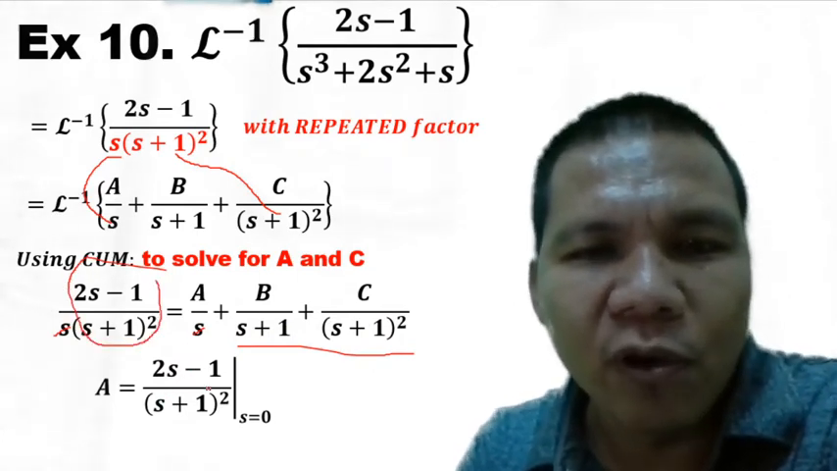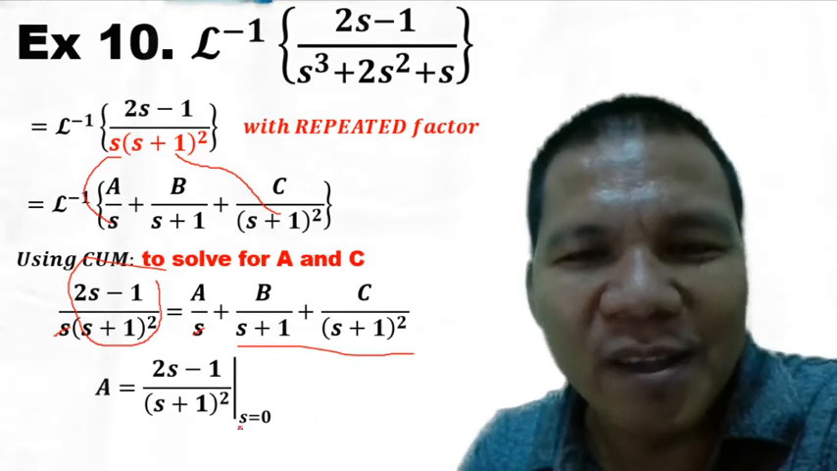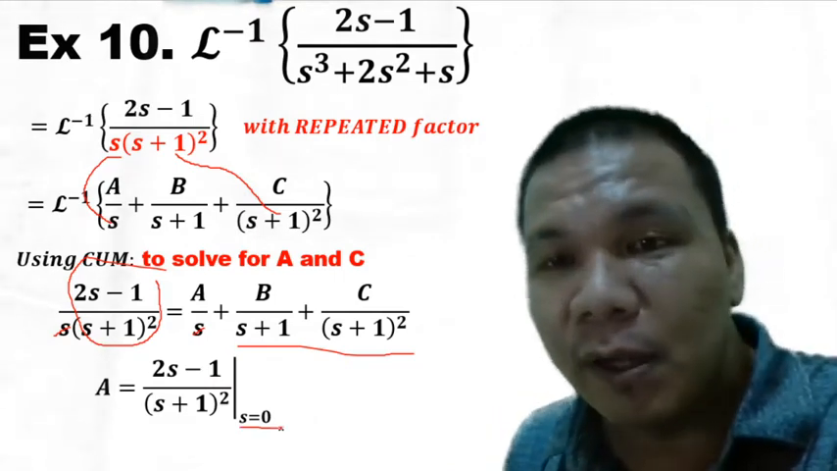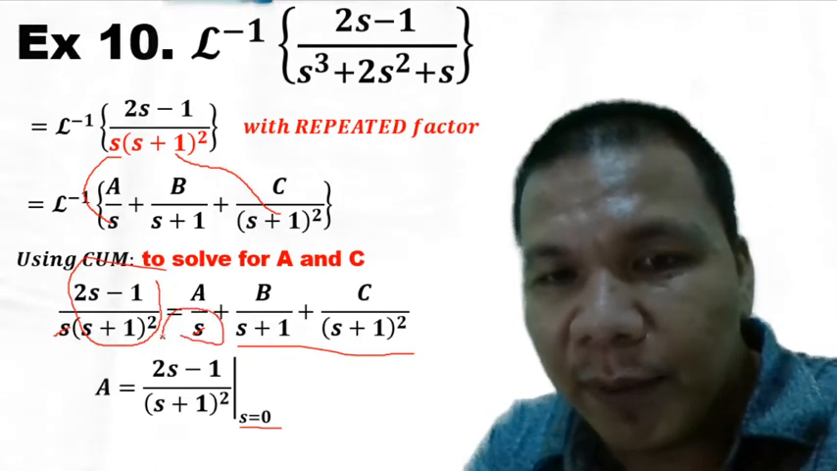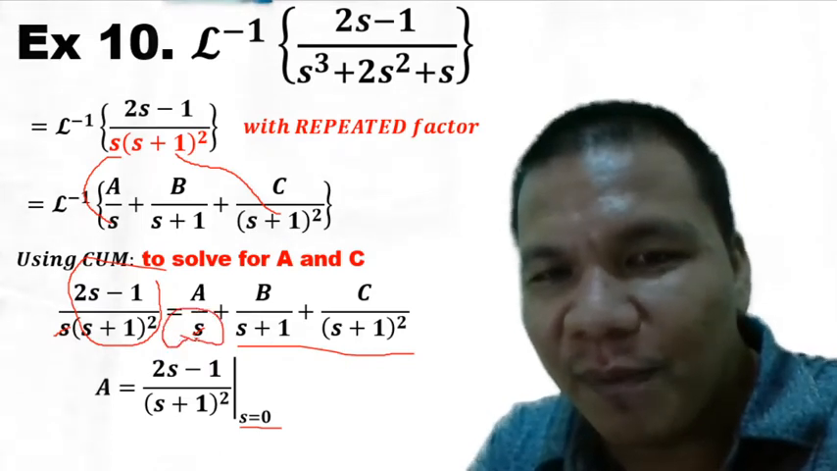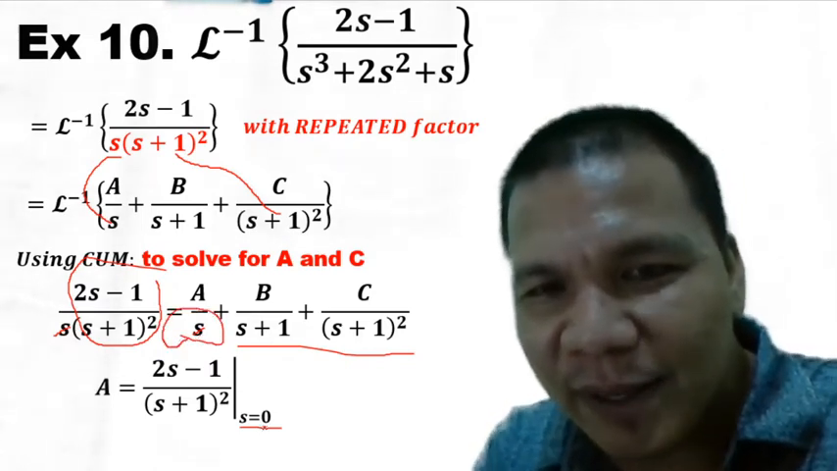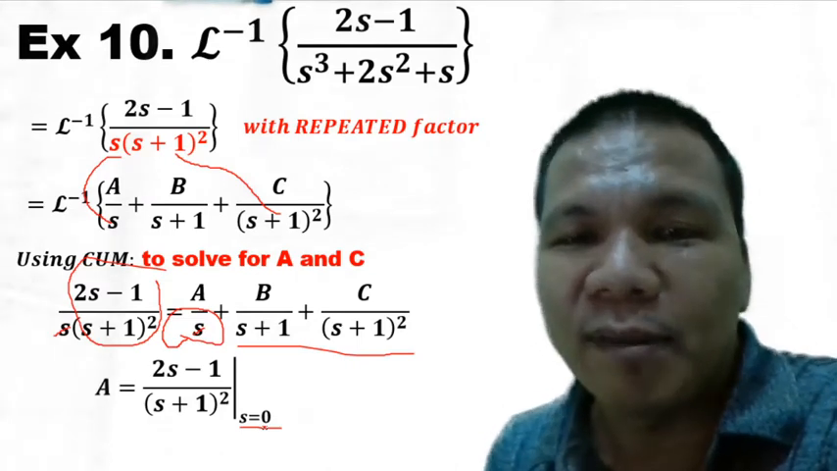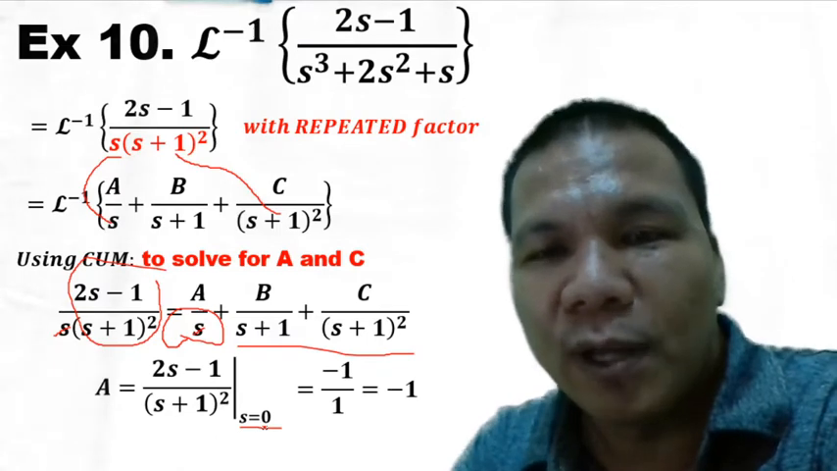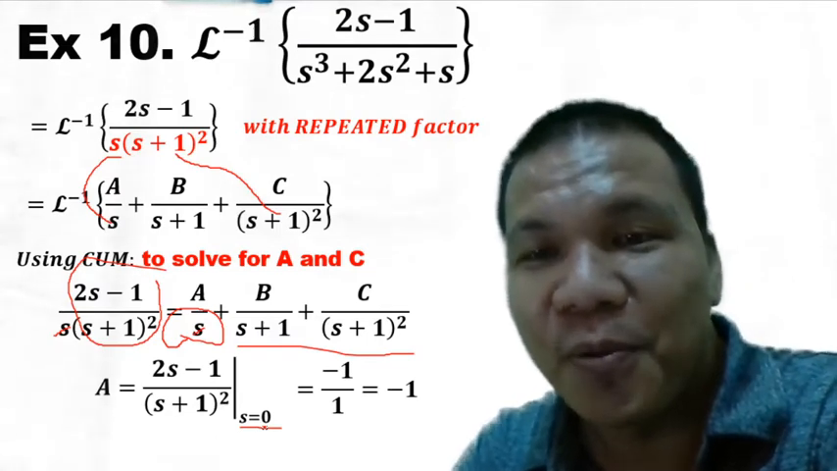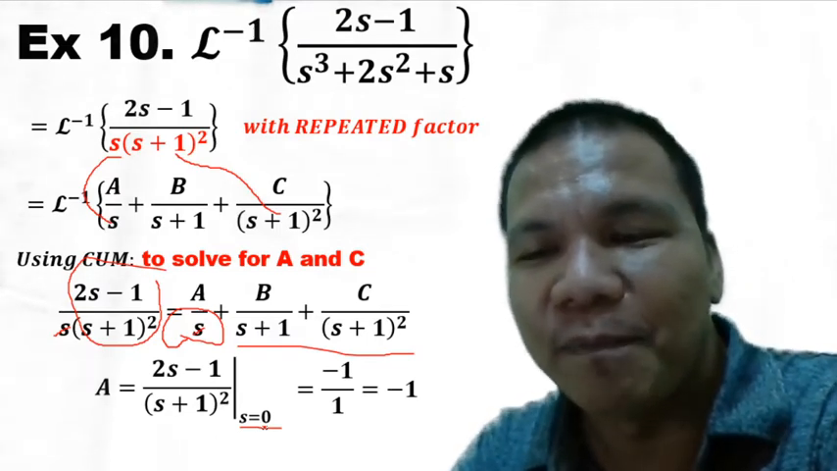2s minus 1 all over s plus 1 quantity squared, and set s equals to 0. Why 0? Because to make this denominator become 0, the value of s should be 0. That is why 0 is the value of s here. So substitute 0, you will have negative 1 over 1, which is negative 1. That's the value of A.